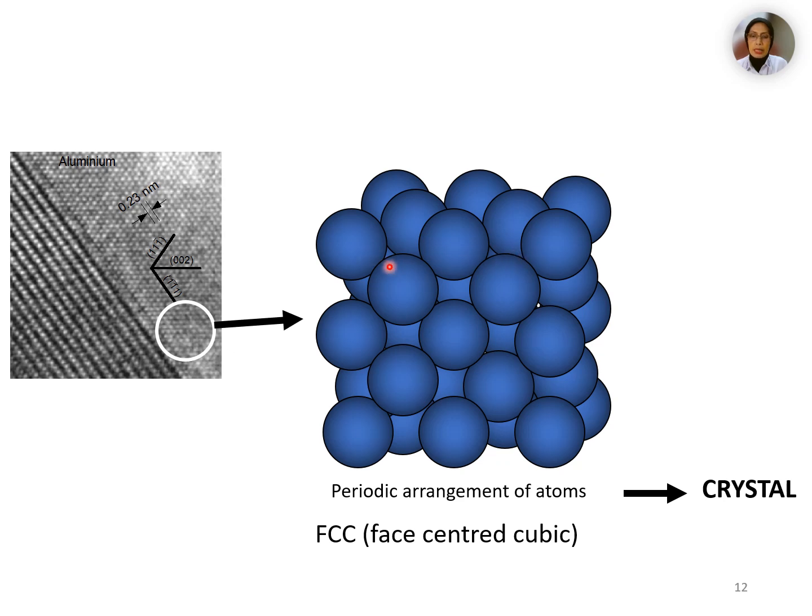But now the arrangement is a bit different from the previous one with the steel. This periodic arrangement is called FCC, face centered cubic. And it is a crystal because it is ordered. So aluminium is the second example of crystals.